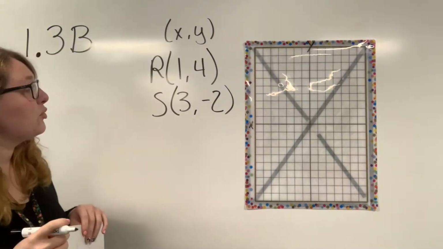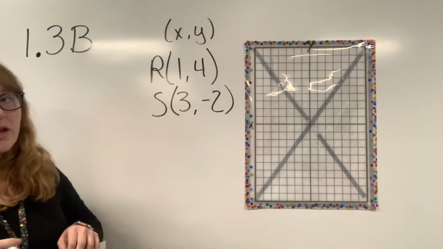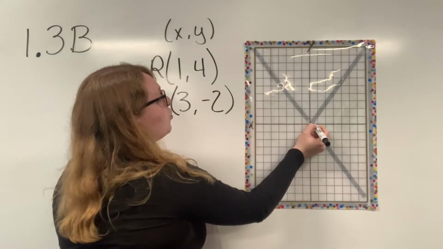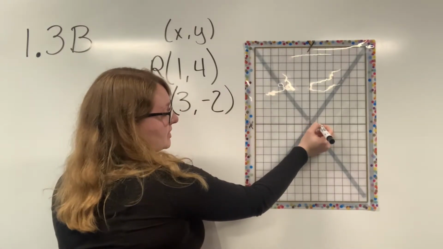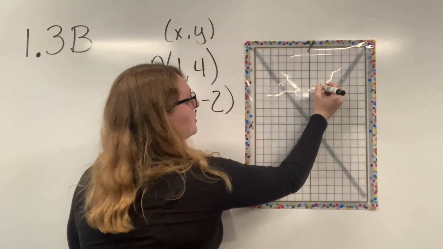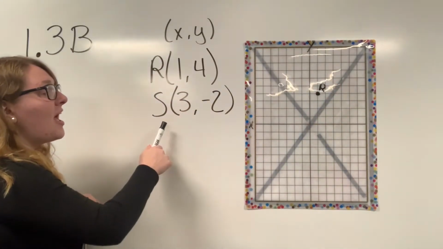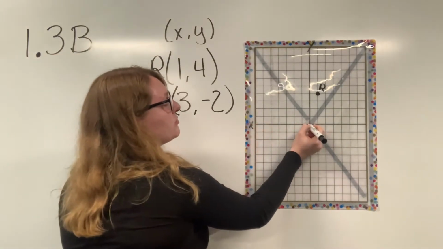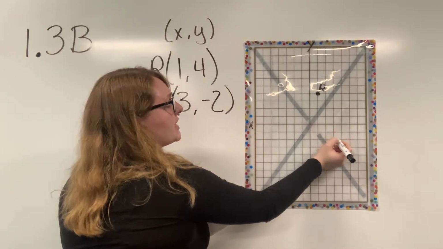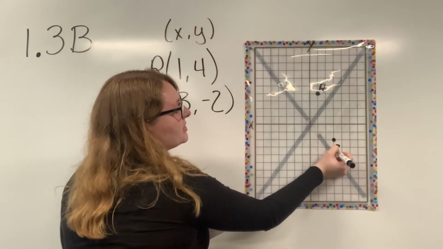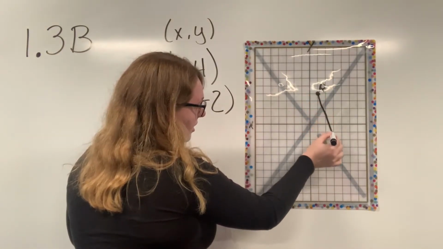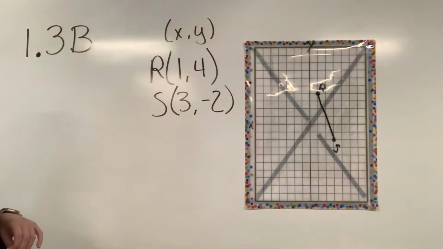Our next example has R at (+1, +4). So from our origin, I'm going to go to the right 1, because 1 is positive, and up 4, because the 4 is positive. And this is our point R. S has a +3, so we're going to count to the right 3. And since the 2 is negative, we're going to count down 2. That's our point S. And if this is a segment, they are connected. And now we want to find the midpoint.